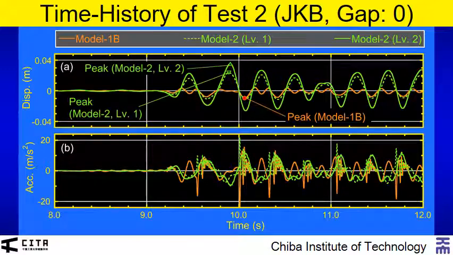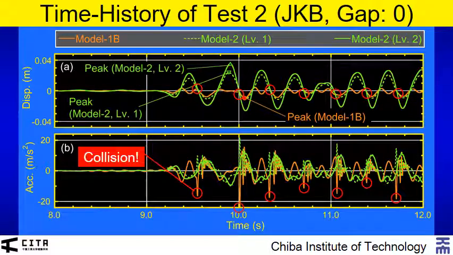What I am showing to you is the time history of test 2, which was shown in the video. Figure A is the history of the floor displacement, and figure B is the floor acceleration. As you see, sharp spikes in the acceleration response are evident when the relative displacement of Model 1B is almost equal to that of Level 1 in Model 2. A sharp spike in the acceleration response is considered here as a collision.